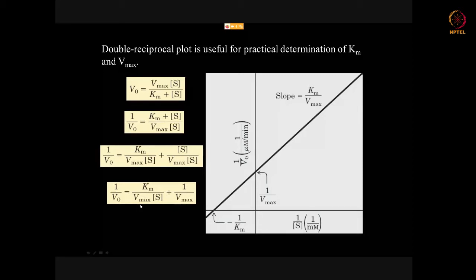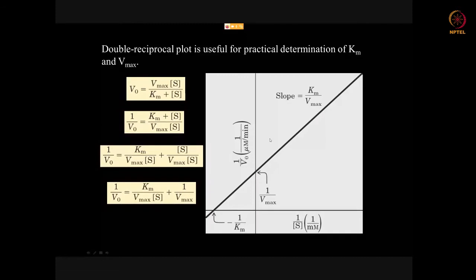So this is constant, this is c, this is m, Km by Vmax will be m, sorry, and 1 by S will be the x. So y equals mx plus c, that's the equation for a straight line. Now going by that, we know the slope. Slope for the straight line will be m, and therefore it is Km by Vmax. So slope of this line is Km by Vmax.